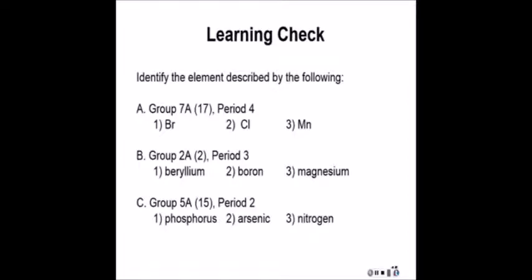Okay, for A, group 7A, period 4, that would be bromine. So you want to view the periodic table like it's a map. Just like you have streets and avenues, on the periodic table we have groups and periods. For letter B, group 2A, period 3, that would be magnesium. And for letter C, group 5A, period 2, that would be nitrogen.